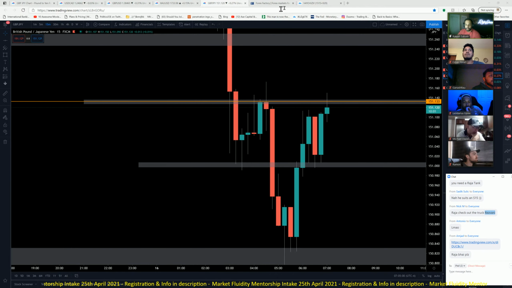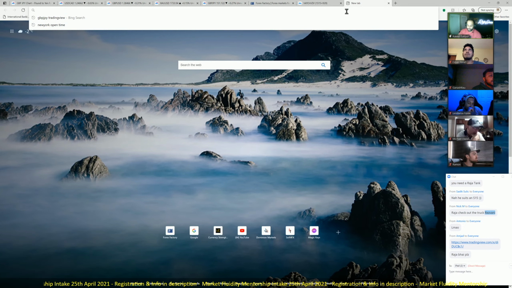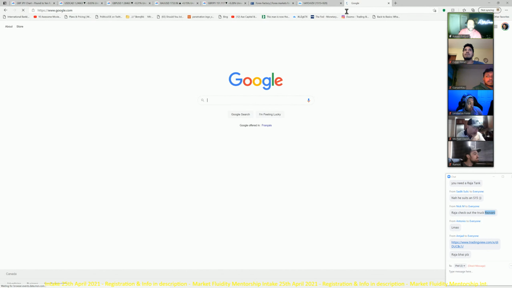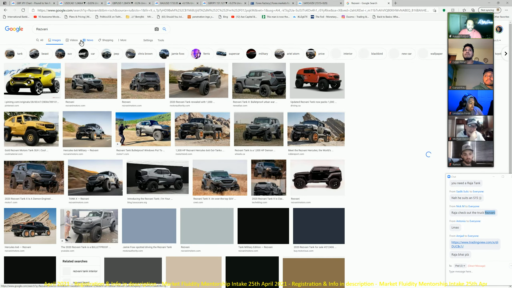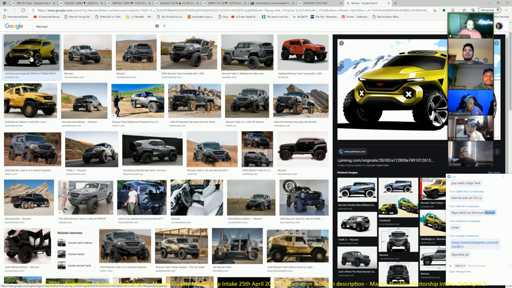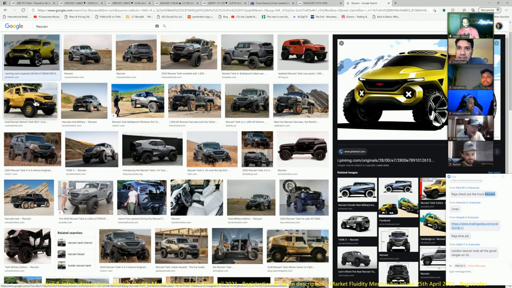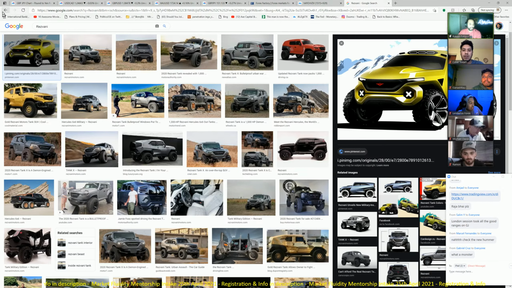Check out the truck, Rizvani. Okay. Let's check out over here. Oh, what the hell? What's this? This is some off-roading machine over here. It's a bulletproof Rizvani tank. Wow, that's some crazy stuff over here. This thing is a monster.